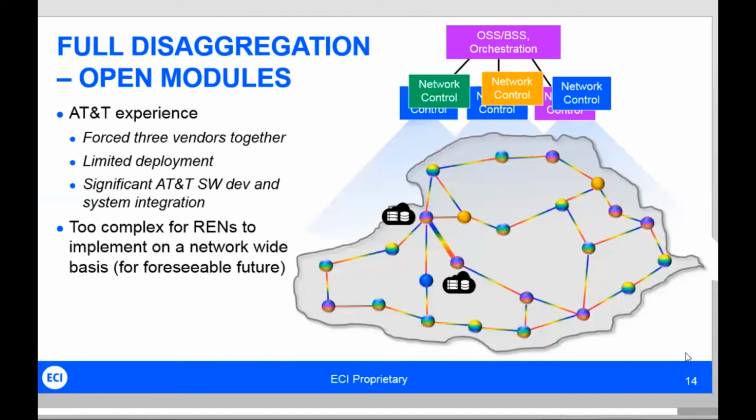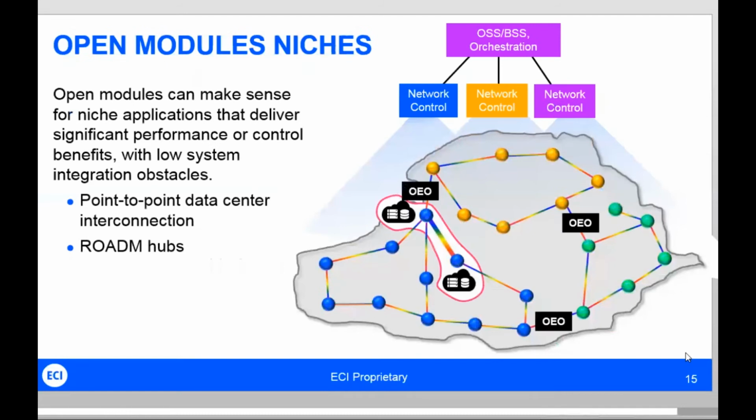So is that really all doom and gloom for full disaggregation? And I would say no. I would say using open modules can make sense for certain applications. And here I've highlighted two particular applications where I would say there's a more limited amount of deployment and where the amount of system integration that needs to take place also has a lower bar.